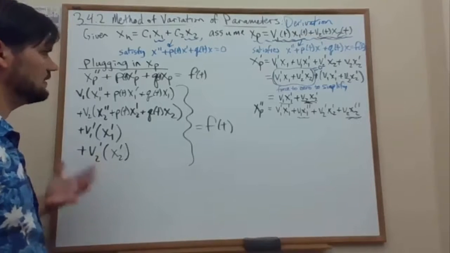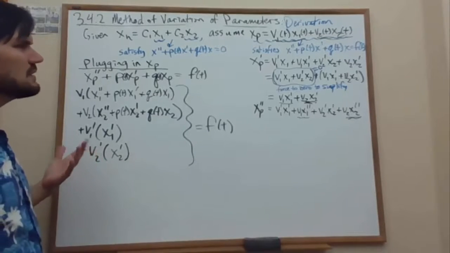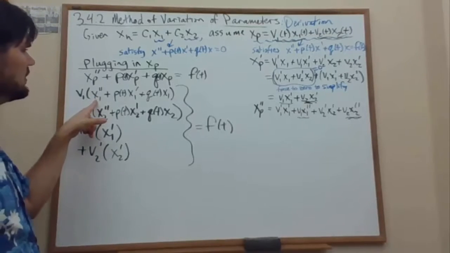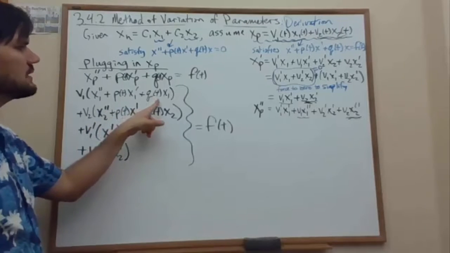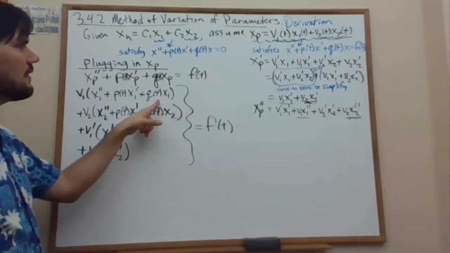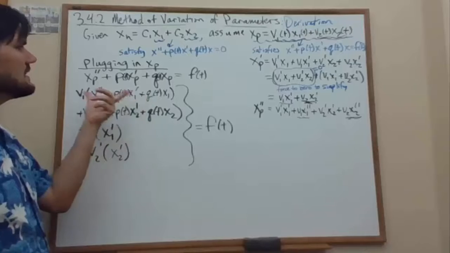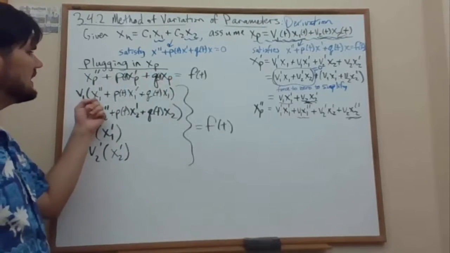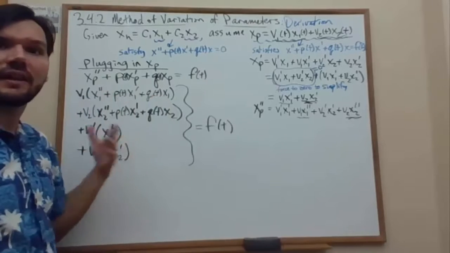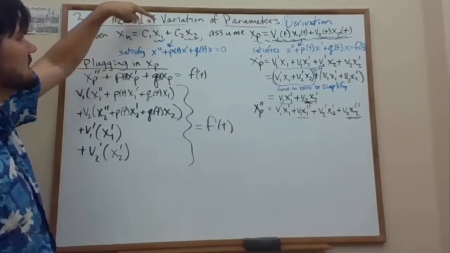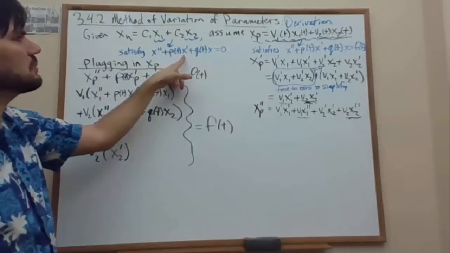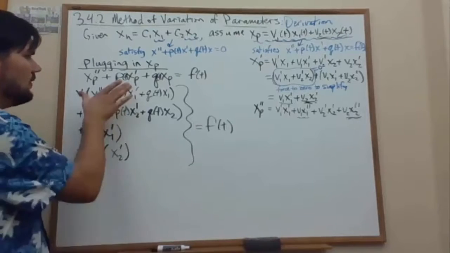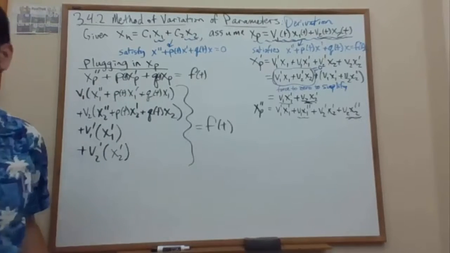Okay, so that's a lot. But there's some simplifications we can use. One, we have x1 double prime plus p of t x1 prime plus q of t x1. That is the same derivative pattern, only on x1. And we know that x1 is one of the homogeneous solutions, so it satisfies x double prime plus p of t x prime plus q of t x equals 0. So this full piece, this first chunk, is all 0.